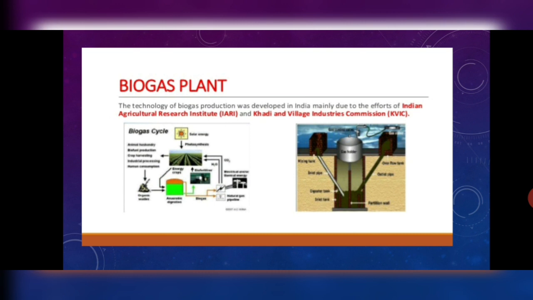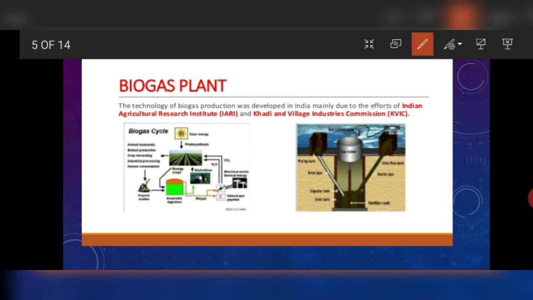The technology of biogas production was developed in India mainly due to the efforts of the IARI, that is the Indian Agricultural Research Institute, and KVIC, that is Khadi and Village Industries Commission. Now, let us discuss what are the basic components. It has a sludge digester tank where all the waste is added along with a certain amount of water. This is the anaerobic digester tank, which has completely anaerobic conditions, and it has methanobacterium.